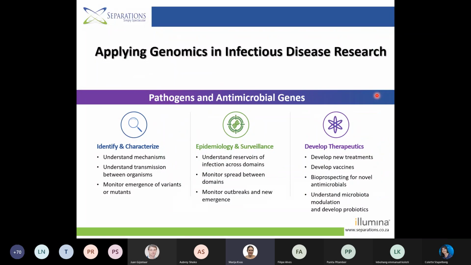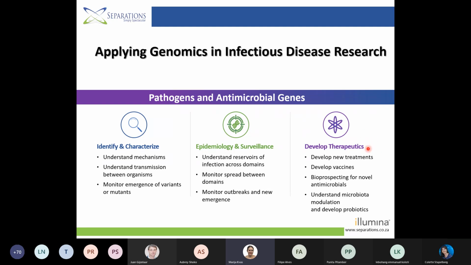So when it comes to applying genomics in infectious diseases, of course, like we said, we need to identify and characterize. We need to understand the mechanisms of transmission and how that pathogen is being transmitted between organisms. And we need to monitor for different variants, but at the same time, we need to understand the zoonotic reservoirs that are out there, what animals are those reservoirs, and what vectors we are dealing with, so that we can monitor the spread of this disease, jumping between reservoirs or hosts or carriers, right?